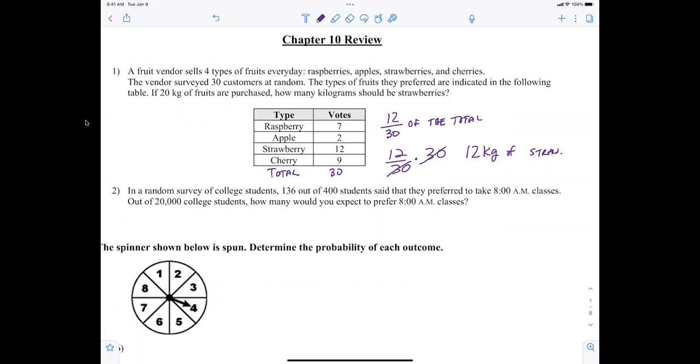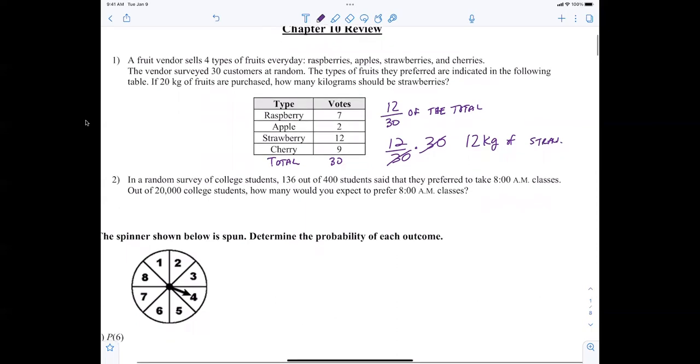All right. Number 2. Let's see if that was helpful in solving number 2. In a random survey of college students, 136 out of 400 students said they preferred to take 8 a.m. classes. Out of 20,000 college students, how many would you expect to prefer 8 a.m. classes? You should be able to do it now. Tell me what am I going to do? Hold up. I didn't do it that way. No, I want you to ignore him. Tell me what you're going to do.